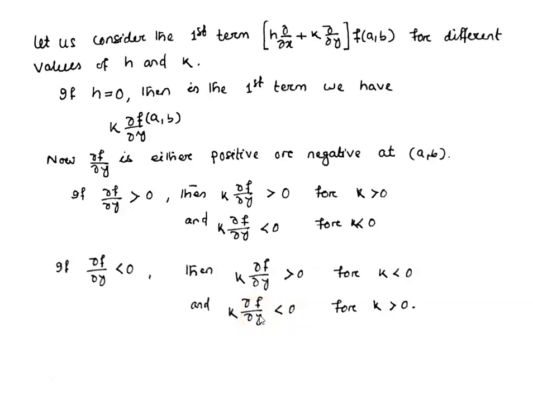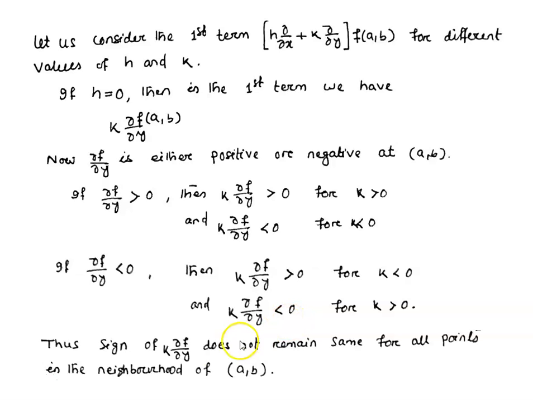So the sign of the product is, in one case positive and in the other case negative. So the sign of k ∂f/∂y doesn't remain the same for all points in the neighborhood of (a, b). We have seen that for k positive, the sign of this product k ∂f/∂y is in one case positive and in the other case negative. So the sign of this product doesn't remain the same for all points in the neighborhood of (a, b).